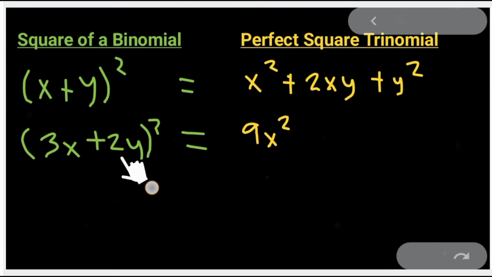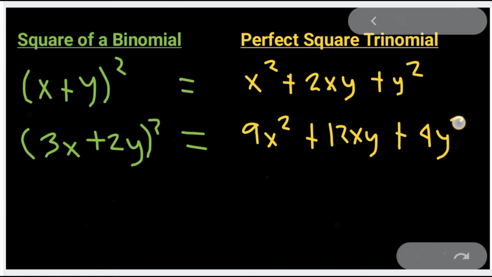Then multiply the first and the last term. So we have 3x times 2y, which is 6xy. Then multiply by 2. So we have 12xy. Then copy the sign, plus 12xy. The next thing is to square the last term. (2y) squared is 4y squared. Plus 4y squared. Got it?